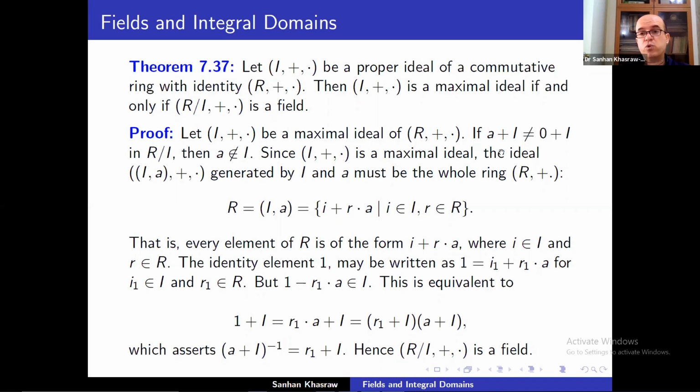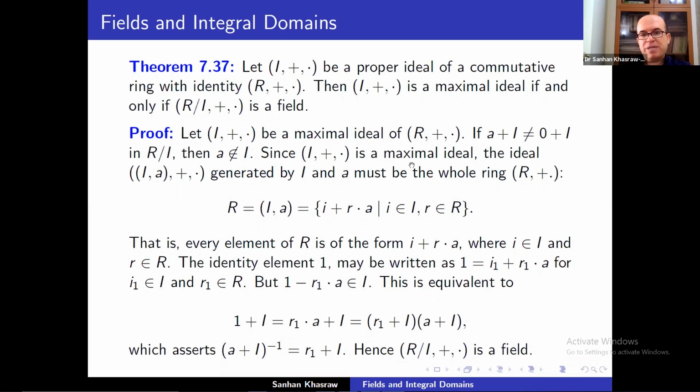From group theory, we have a theorem that says A star H equals H if and only if A belongs to H. So the negation of this statement: A plus I is not equal to I. It means A does not belong to I. Okay?